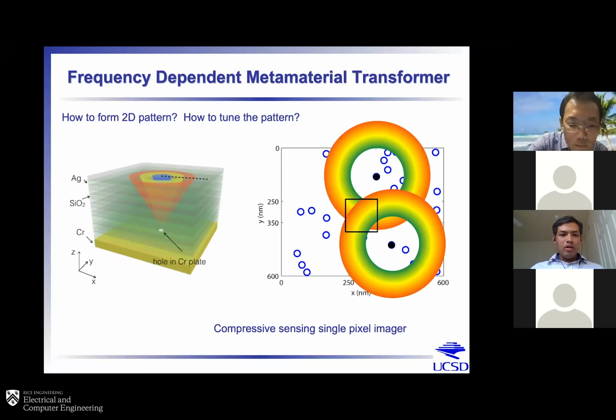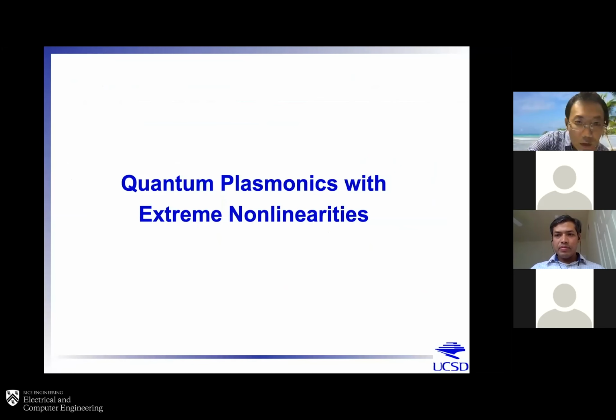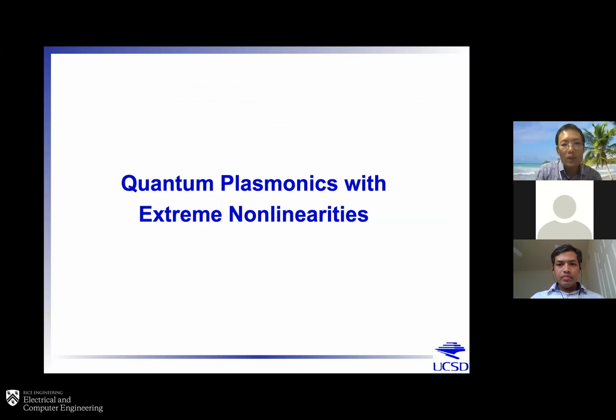There are no more questions. Okay, so now I'm going to switch gears a little bit. Quantum plasmonics with strong nonlinearity.